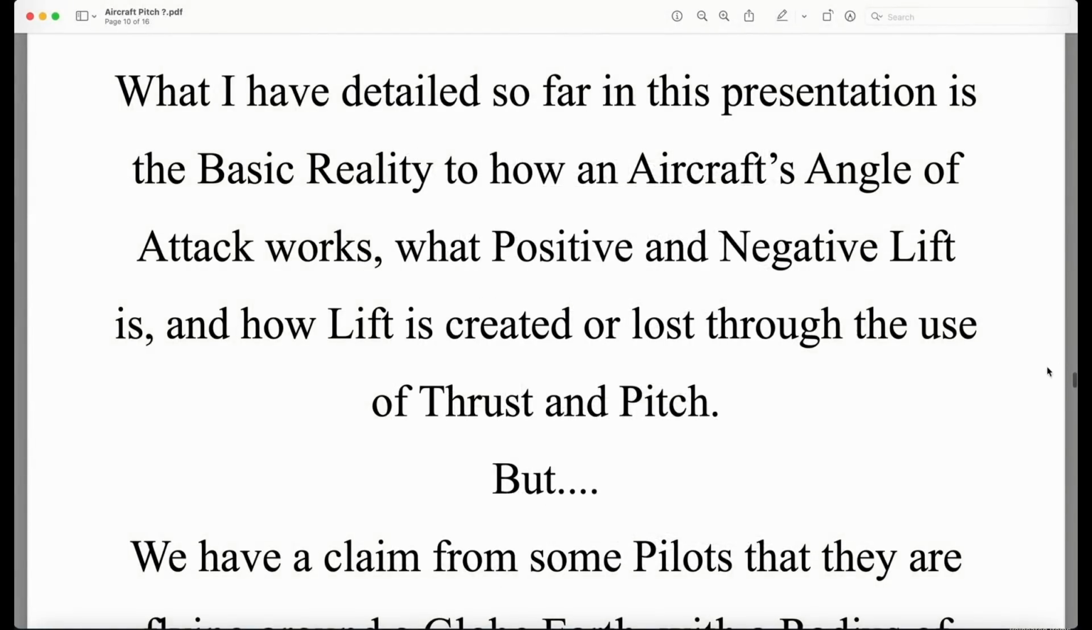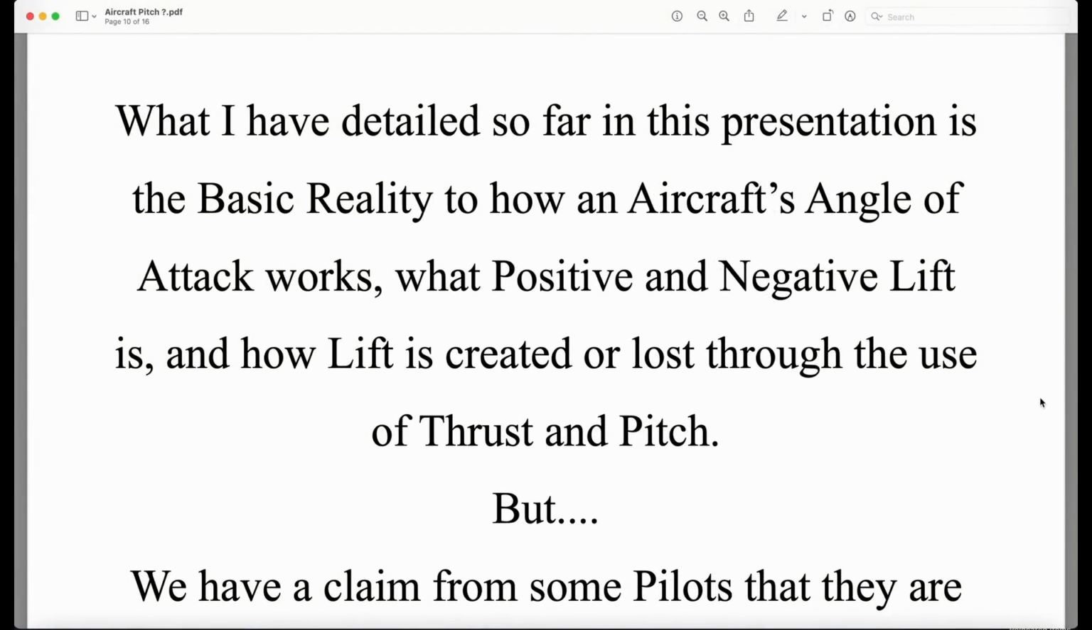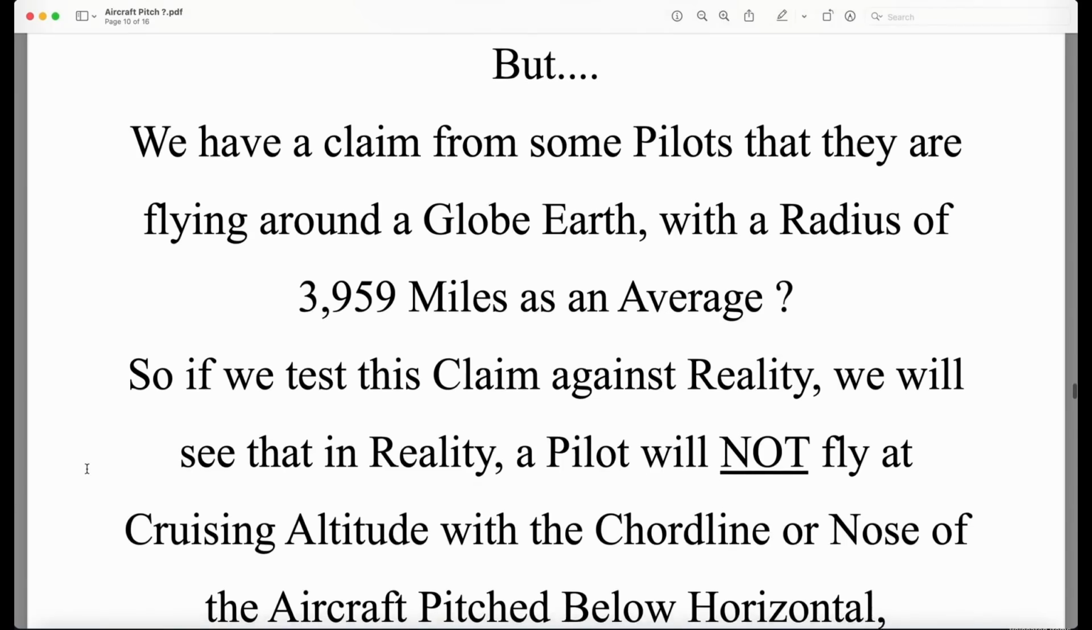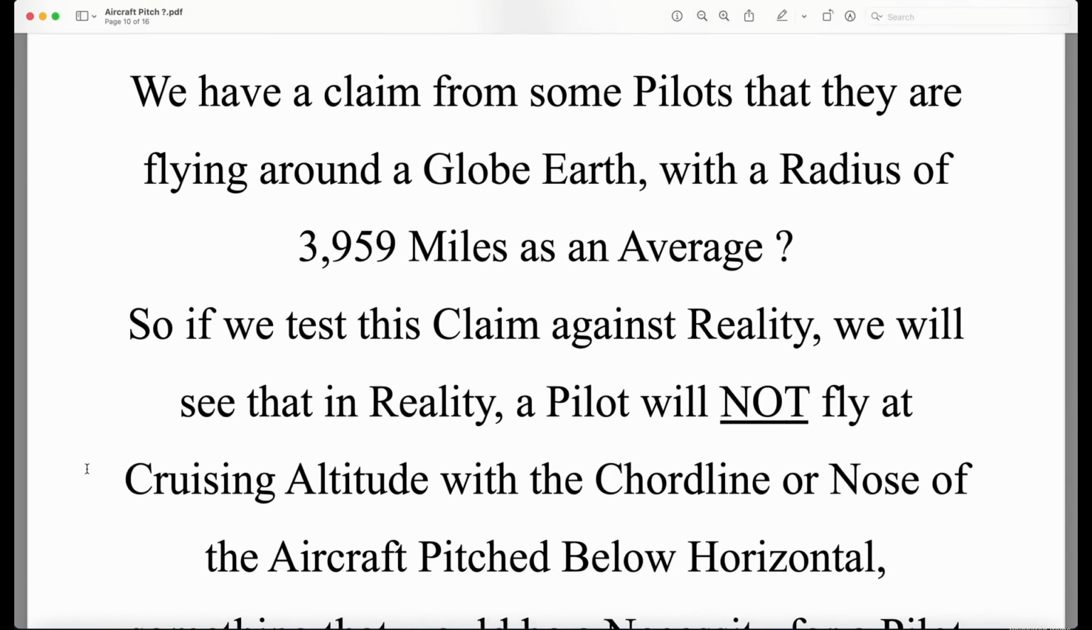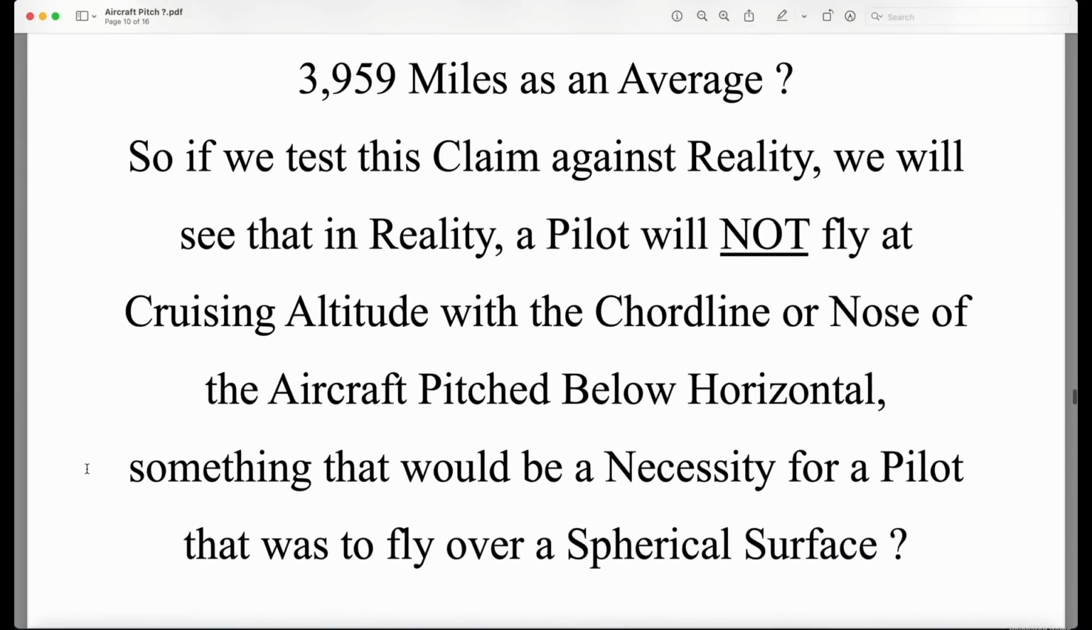What I have detailed so far in this presentation is the basic reality of how an aircraft's angle of attack works, what positive and negative lift is, and how lift is created or lost through the use of thrust and pitch. But we have a claim from some pilots that they are flying around the globe Earth with a radius of 3959 miles as an average. So if we test this claim against reality, we will see that in reality a pilot will not fly at cruising altitude with the chord line or nose of the aircraft pitched below horizontal, something that would be a necessity for a pilot that was to fly over a spherical surface.